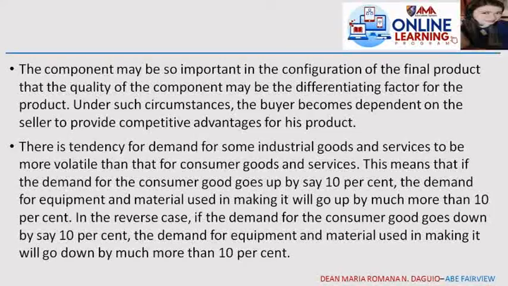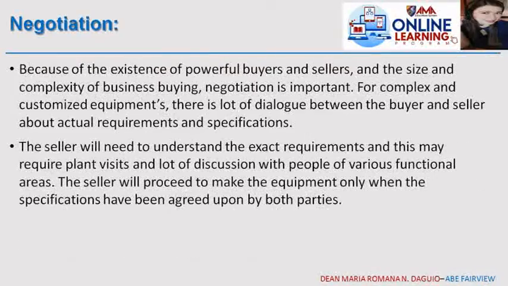This means that if the demand for the consumer goods goes up by, say, 10%, the demand for equipment and material used in making that product goes up by much more than 10%. In the reverse case, if the demand for the consumer goods goes down by, say, 10%, the demand for equipment and material used in making it will go down by much more than 10%.